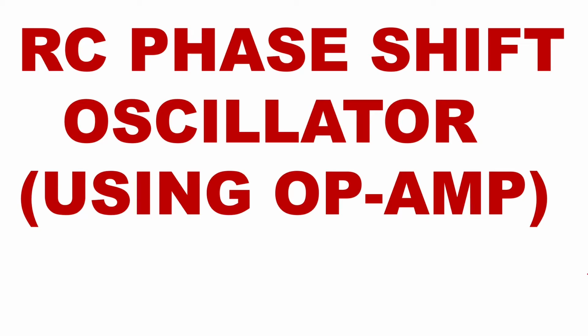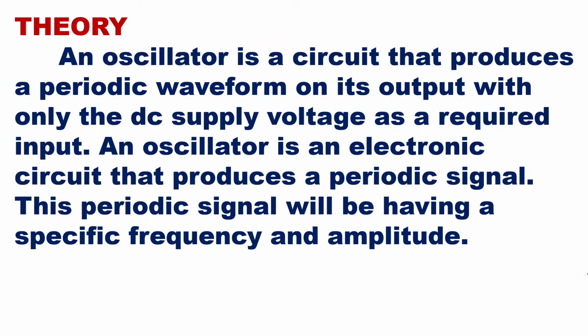So let's start with the concept first: what is an oscillator? As we all know, an oscillator is a circuit which will produce a repetitive waveform. If you see the basic theory, an oscillator is a circuit that produces a periodic waveform on its output with only the DC supply voltage as required. So here there is no specific input from outside. The DC supply voltage, whatever we are going to give, will work as the required input. An oscillator is an electronic circuit that produces a periodic signal. This periodic signal will have a specific frequency and amplitude.